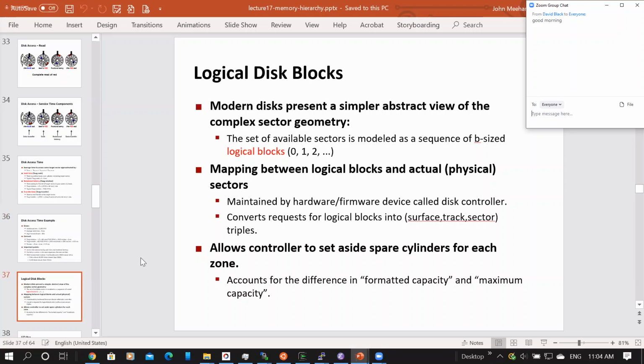The other thing that goes on with these disks these days is that to really address a sector, you'd need those three components: the cylinder, the surface, and then the sector within the track.